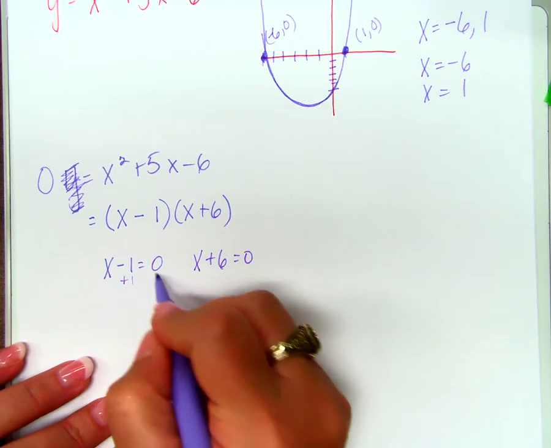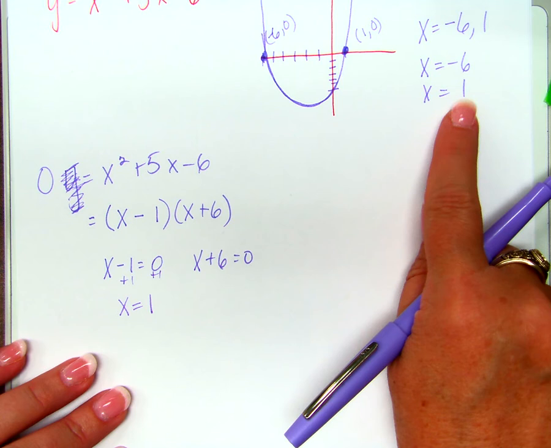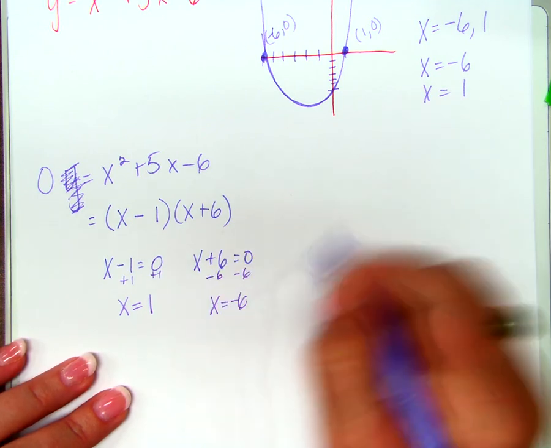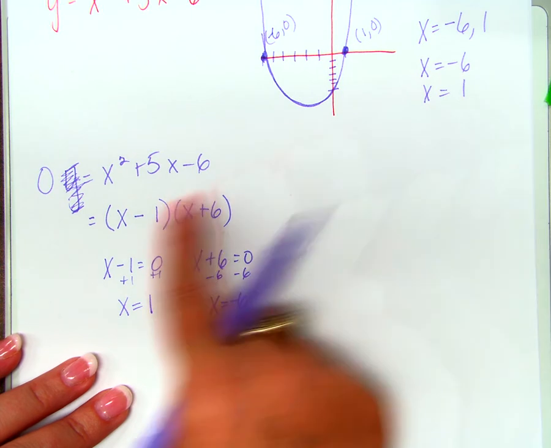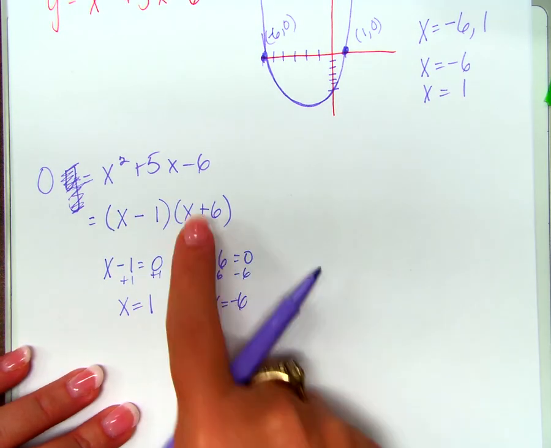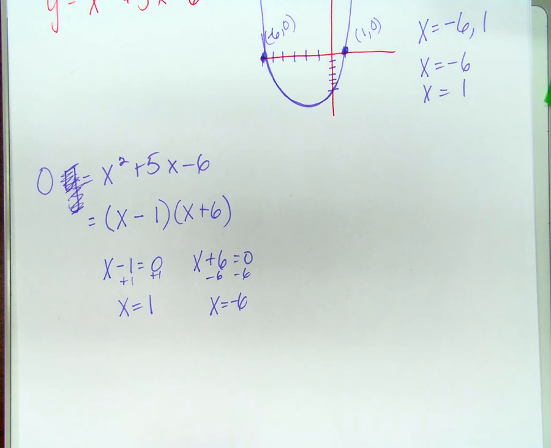When I add 1 to both sides, I get x equals 1. Oh yeah, just like this one. When I subtract 6 from both sides, I get x equals negative 6, just like this one. Okay? These are our solutions. These are our factors. Our factors are going to be kind of opposite signs of what our solutions are, aren't they? Yeah. Okay? You okay with that?